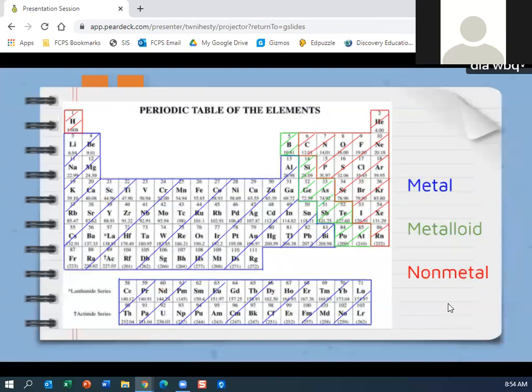Okay. Remember that the metals are on the left side, the metalloids in the middle, or the staircase, and then the non-metals. So remember this. This is going to be on the test. It's probably going to ask you, looking at Fe, or iron, is that metal, non-metal, or metalloid? Metal, exactly. That's all it's going to ask for.